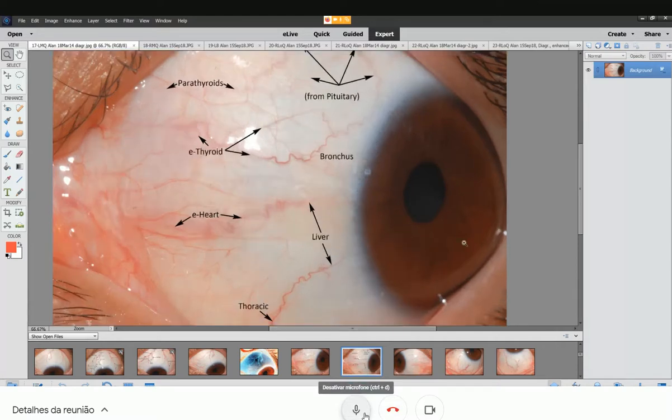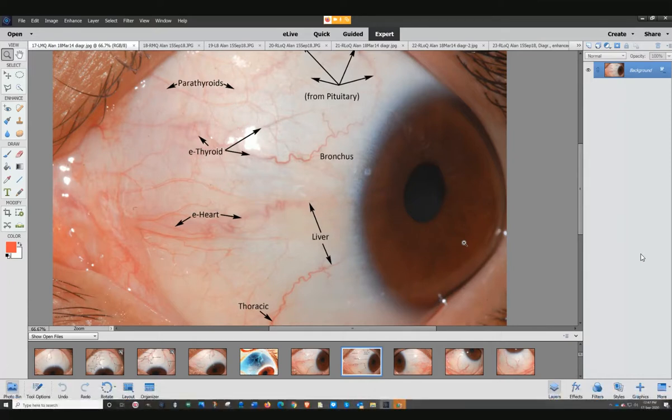Okay, and then this helps us to see, again, those connections between the pituitary and the e-thyroid, the emotional aspect, and also the parathyroids. You see a liver connection there that goes down as the lower. We'll take a look at that next.